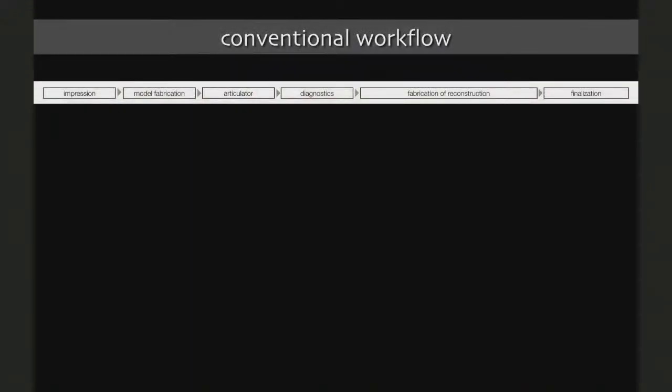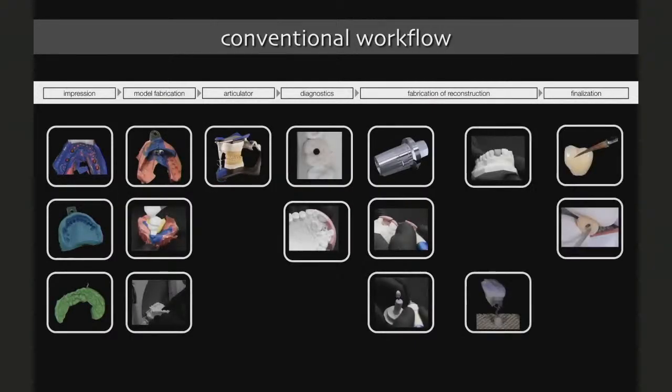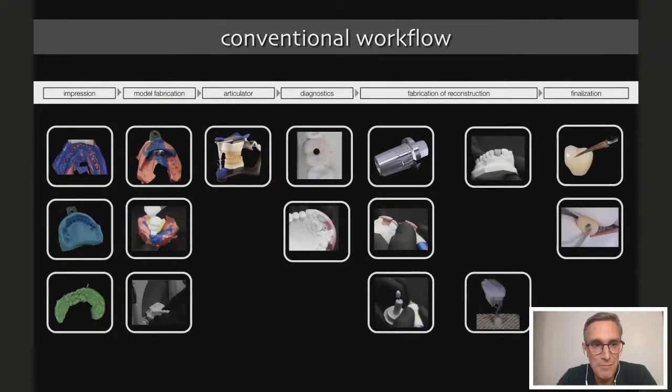But first, back to basics. Sven, what do we need to understand? So first, I would like to give a short introduction into the topic. And before we talk about the digital workflow, I would like to wrap up the conventional workflow. Everyone, I think, should know what happens during a conventional workflow for the fabrication of an implant crown. It starts with a conventional impression.